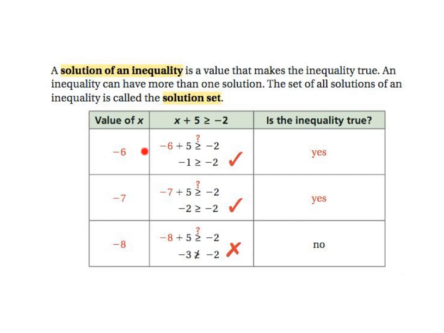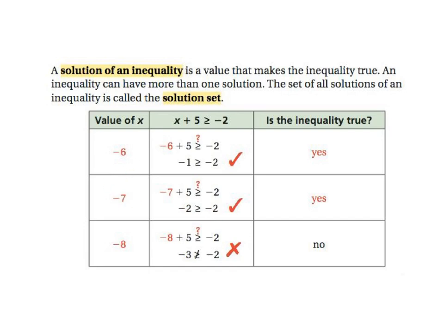So the way you check to see if a value is part of the solution set is you substitute that value into your inequality, like you see they did here, and then you look at the expression you get. If you end up with something that is true, like -1 is greater than or equal to -2, then yes, it is part of the solution set. Same thing for -7. You can see here they substituted -7 into our inequality, and what you end up with is a true statement because -2 is greater than or equal to -2, which means -7 is a solution of the inequality.